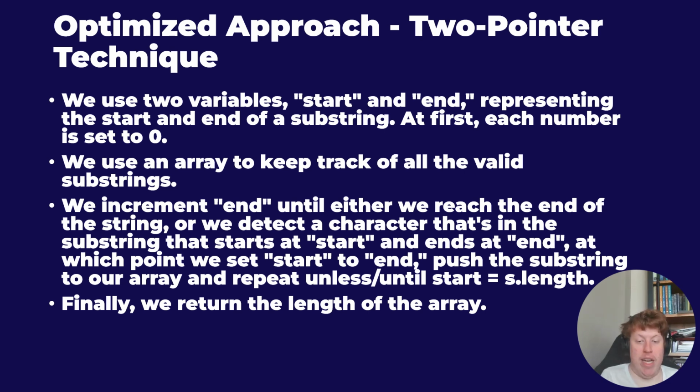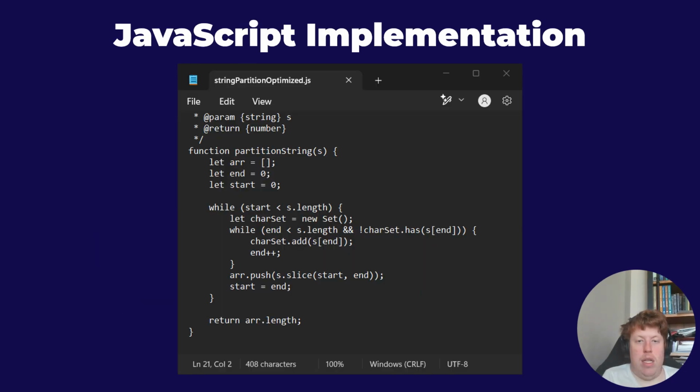We increment end until either we reach the end of the string, or we detect a character that's in the substring that starts at start and ends at end, at which point we set start to end, push the substring to our array, and repeat until start equals s.length. Finally, we return the length of the array. Here's the JavaScript implementation of this solution.